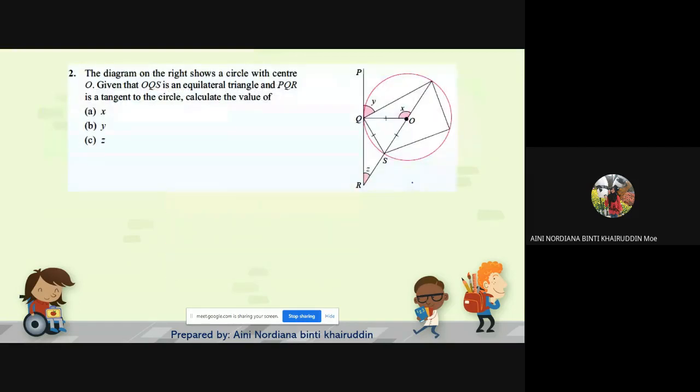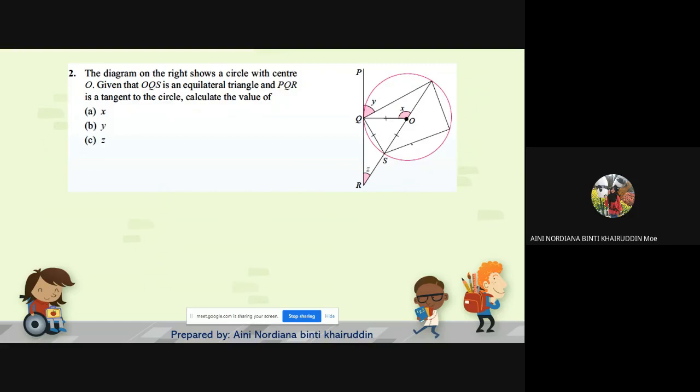Okay, next question number 2. The diagram on the right shows a circle with center O. Given that OQS is an equilateral triangle. Okay, ada tanda equal kan? So this is an equilateral triangle, and PQR is a tangent to the circle. Calculate the value of X, Y, and Z.